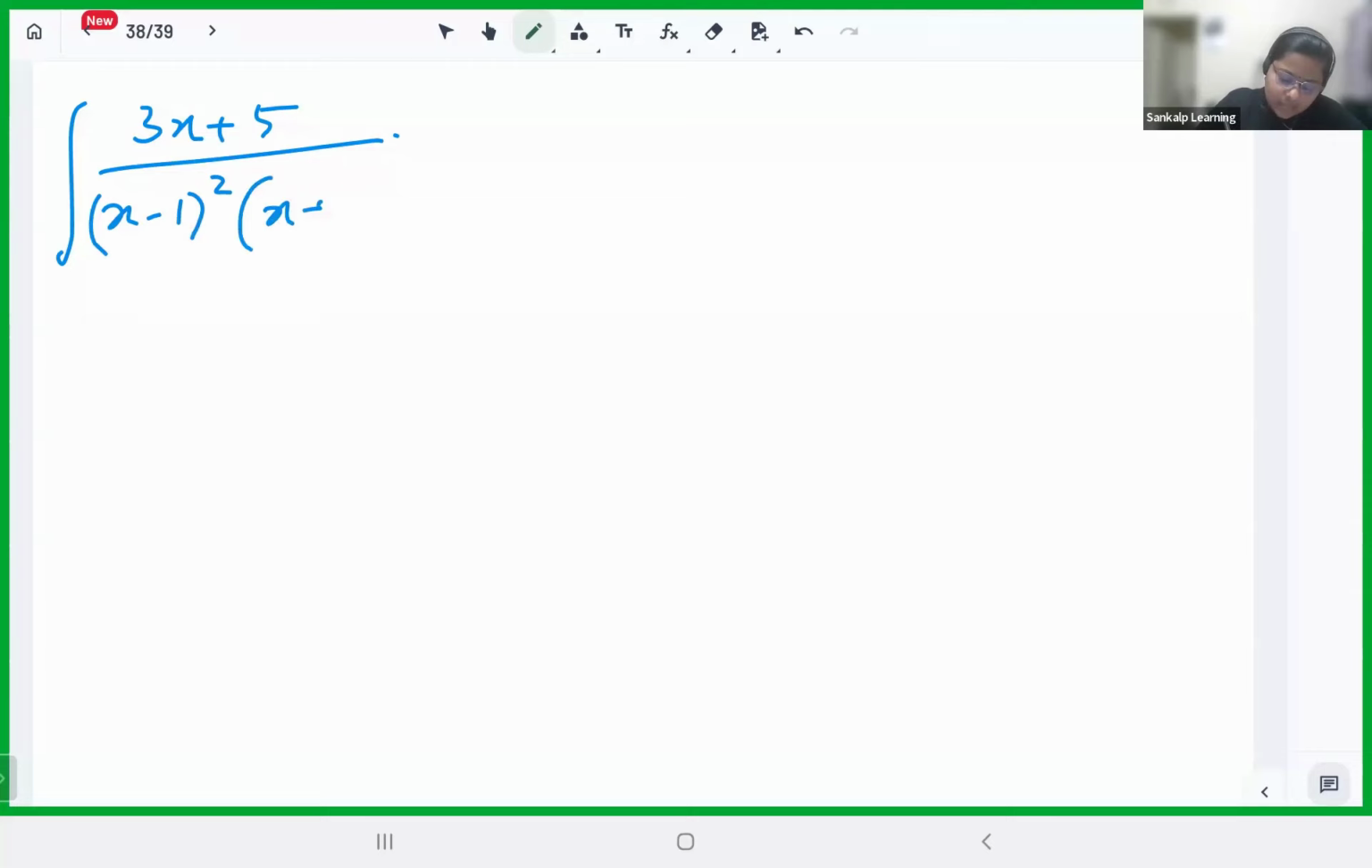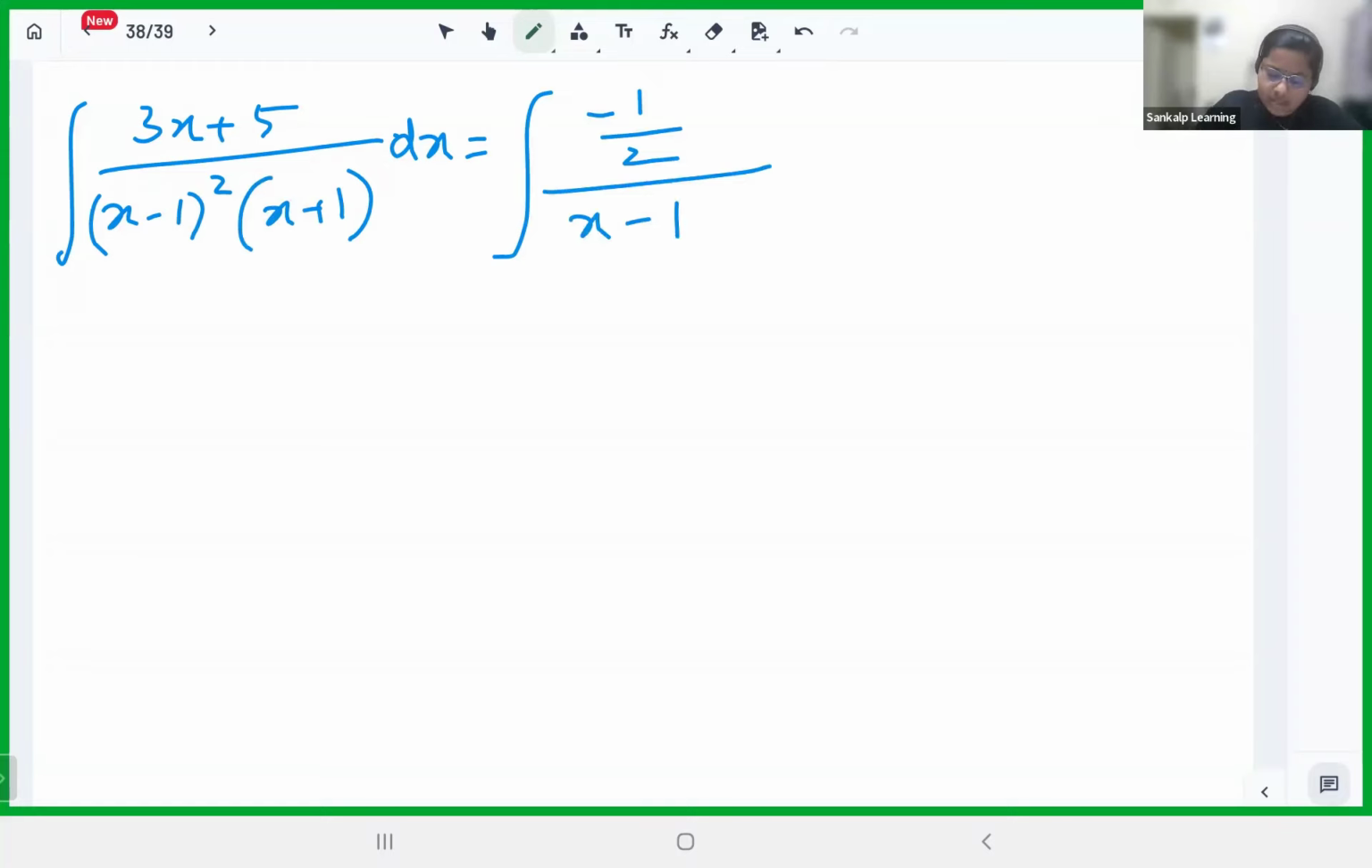So we have got all the values a, b and c. Now what you have to do is just put there: integral of 3x plus 5 divided by x minus 1 the whole square into x plus 1 into dx is equal to integral of minus 1 by 2 by x minus 1 plus 4 by x minus 1 the whole square, plus c was 1 by 2 by x plus 1 into dx.